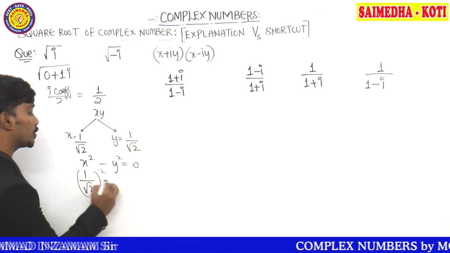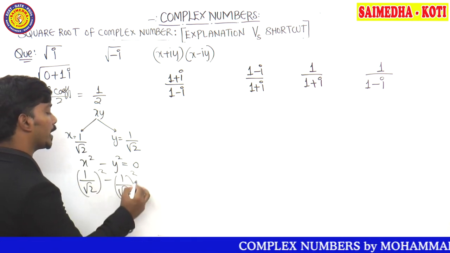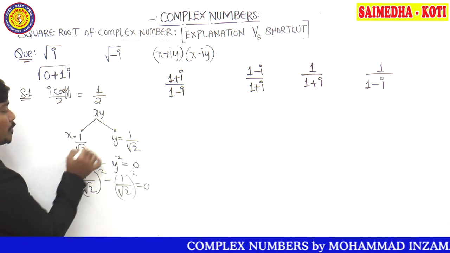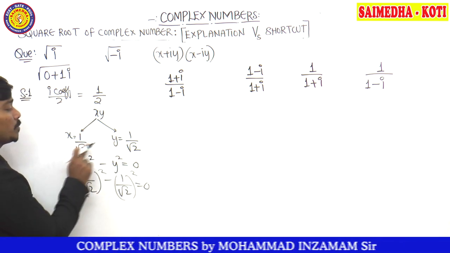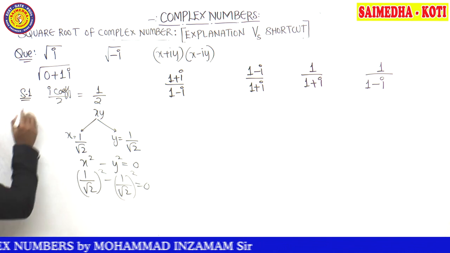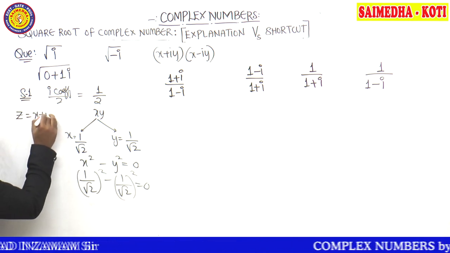(1 by root 2) whole square minus (1 by root 2) whole square, answer equal to 0. So hence what is the value for x and y now? x is 1 by root 2, y is also 1 by root 2. So what is the z formula? z is equal to x plus iy.